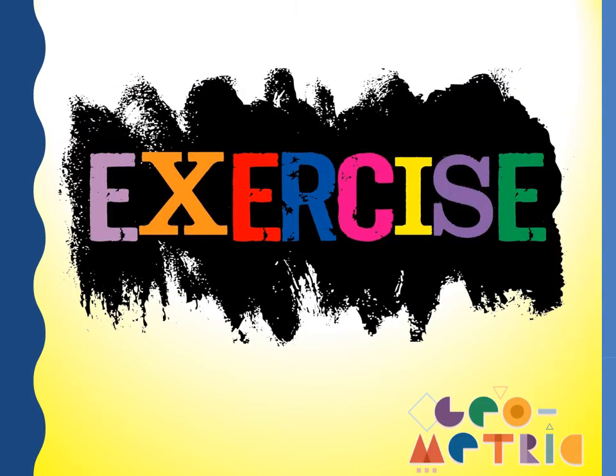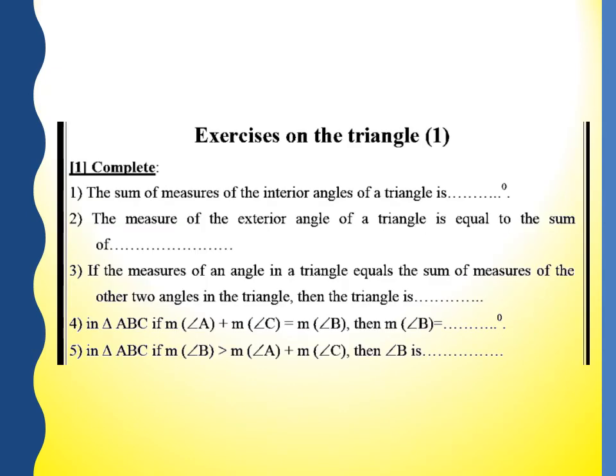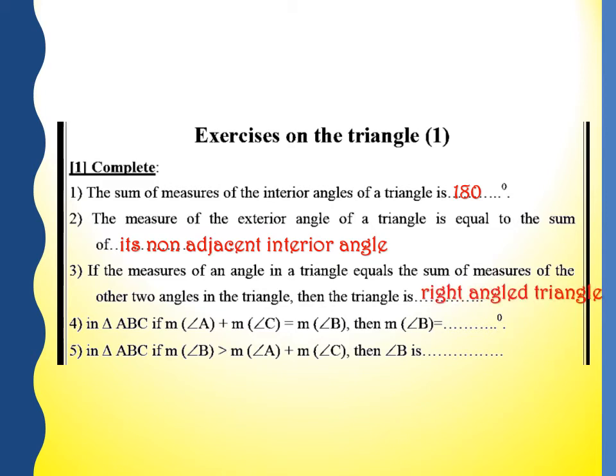Now let's have certain exercises. The sum of measures of the interior angles of a triangle is 180 degrees. The measure of the exterior angle of a triangle is equal to the sum of its non-adjacent interior angles. If the measure of an angle in a triangle equals the sum of measures of the other two angles in the triangle, then the triangle is a right angle triangle.